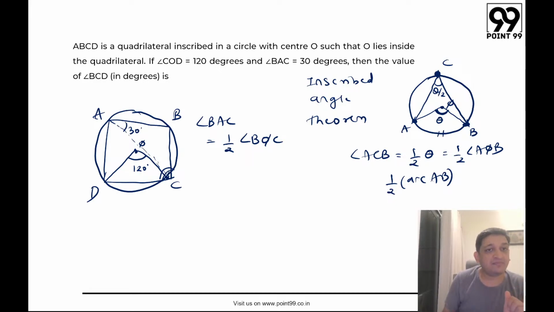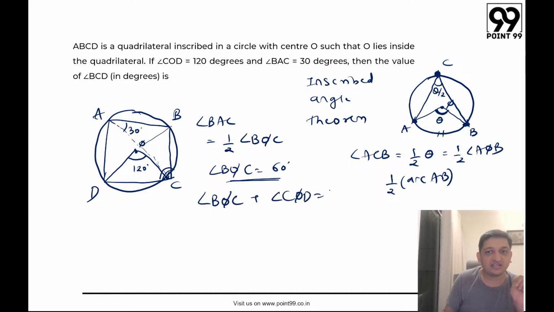But we know that angle BAC is 30 degrees. So angle BOC कितना बनेगा? Angle BOC will be 60 degrees now. Now the funny thing is, if angle BOC is 60 degrees and angle COD is 120 degrees, this OC is common to both these lines, na? And together this will make an angle of 180 degrees. So we can say that angle BOC plus angle COD equals 180 degrees. That's what we know here.